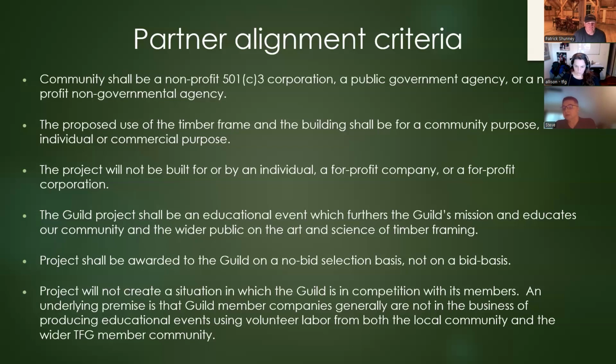Questions or comments? Alignment criteria. Okay.